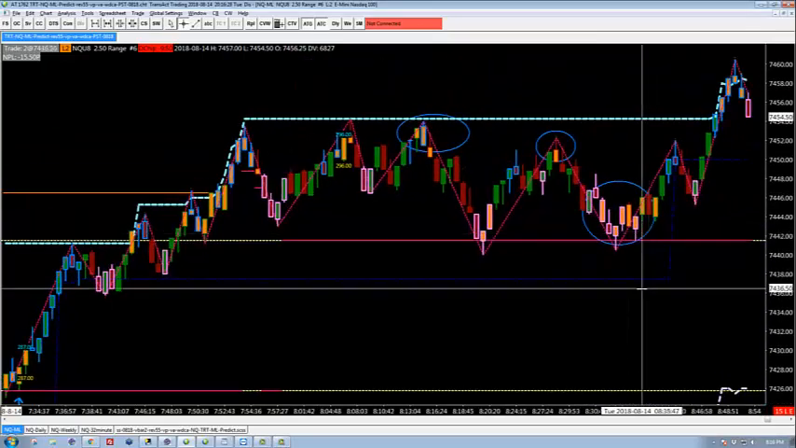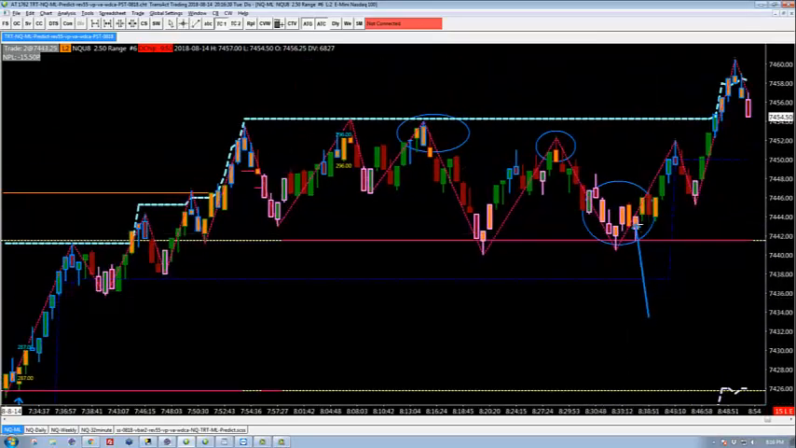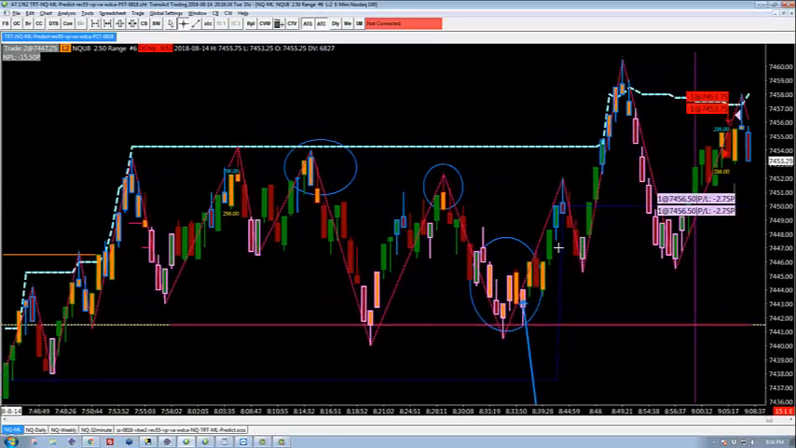I like a long right there off of that bar. That would be a traditional reactional trader long. The machine doesn't see it though, so no trade there.